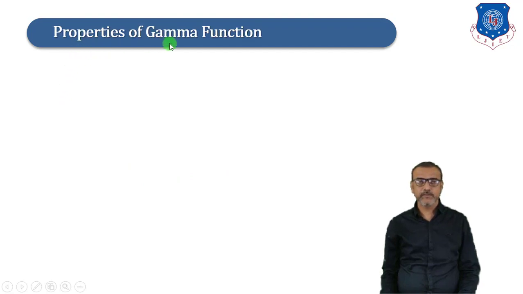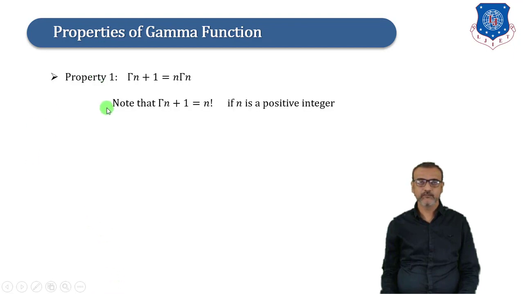Now we will see properties of gamma function. Property number 1, gamma n plus 1 equals n into gamma n. If you write down, say gamma 6, that will be 5 into gamma 5, in this way. You have to note down this point. Gamma n plus 1 equals n factorial if n is a positive integer. For example, gamma 6 equals 5 factorial.